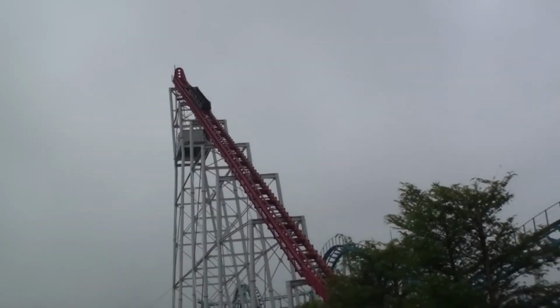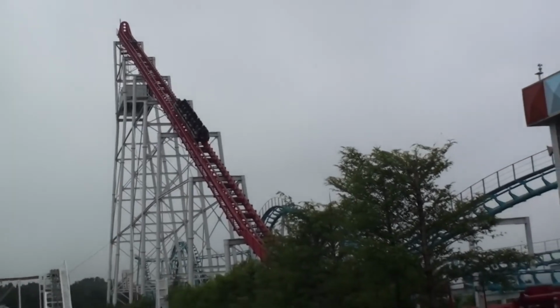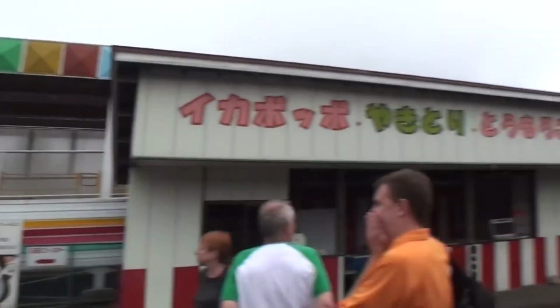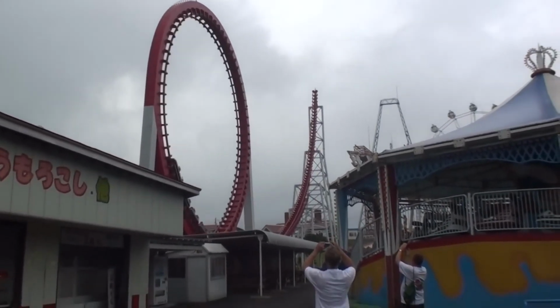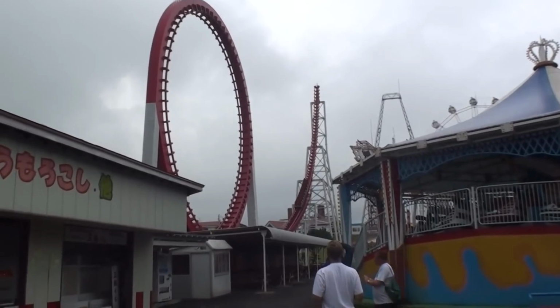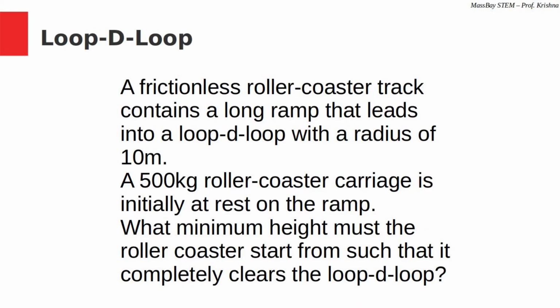A classic physics puzzle is that of a roller coaster carriage falling down a ramp and entering a loop-de-loop. This puzzle combines conservation of energy with centripetal motion. Here's one version. A frictionless roller coaster track contains a long ramp that leads into a loop-de-loop with a radius of 10 meters. A 500 kilogram roller coaster carriage is initially at rest on the ramp. What minimum height must the roller coaster start from such that it completely clears the loop-de-loop?